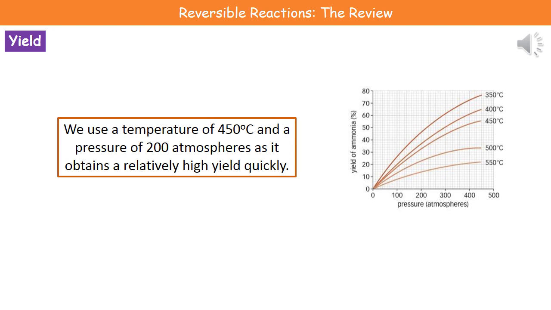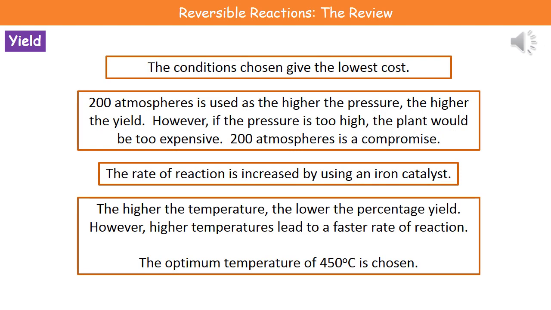But the reason we don't do that is because we have to go down the route of a compromise. What we find is that to generate very high pressures would be costly, so we don't go to the maximum. What we've done here by picking 450 degrees centigrade and 200 atmospheres is get a relatively high yield quickly. The conditions that we've chosen will give the lowest cost.